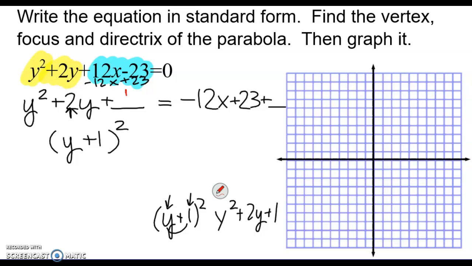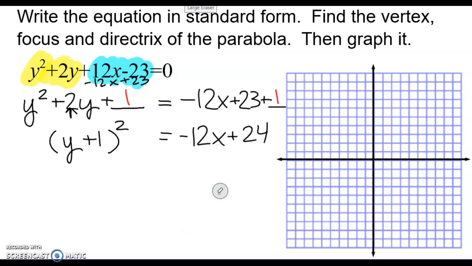So that means I added 1. So I have to add it to that side as well. So that means over here I get equals negative 12x plus 24. Hopefully something in your brain says, oh, negative 12 and 24. Yeah, something nice comes out of that. So I can pull a negative 12 out of both of these things. And I get x minus 2. And over on this side I have y plus 1 all squared.